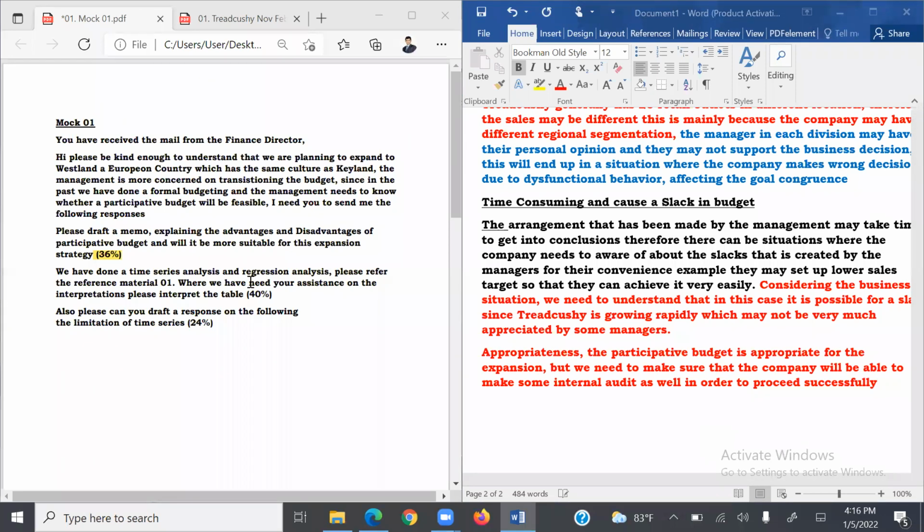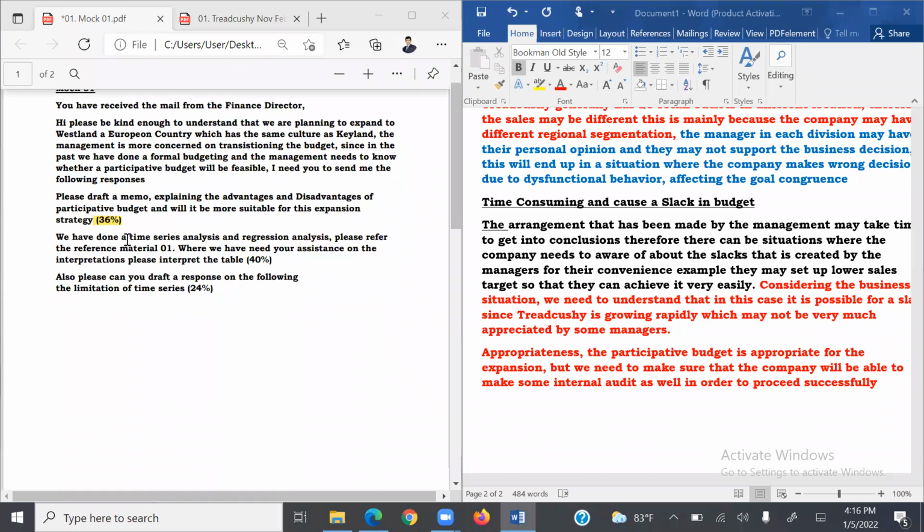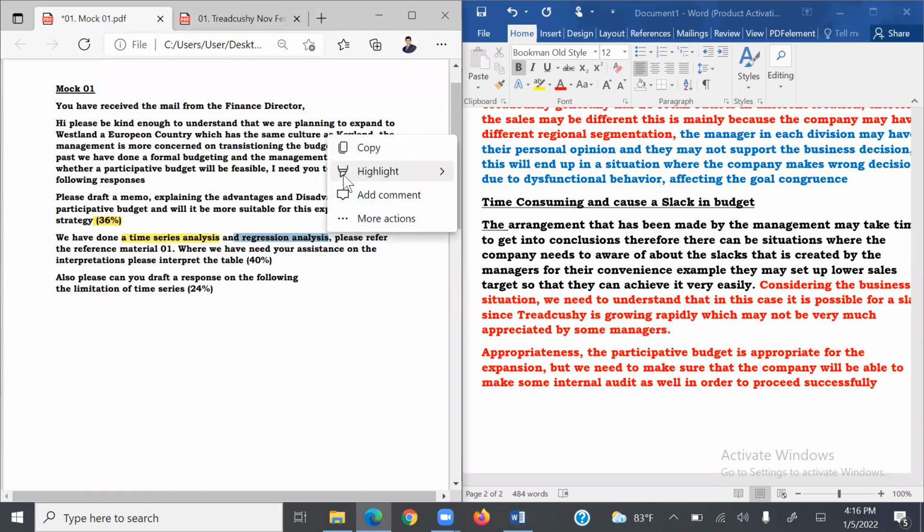Students, now coming into this one, we have done a time series analysis. This time series regression you would have already studied in BA2, that is management accounting. In case studies, they won't ask you to do a bigger calculation of time series or regression analysis. That is the first thing you need to keep in mind. Please refer to reference material 1, where you need assistance with the interpretation of the table. There is a table given, so we need to do a small interpretation of that. Then they are saying, can you draft a response on the limitation of time series?